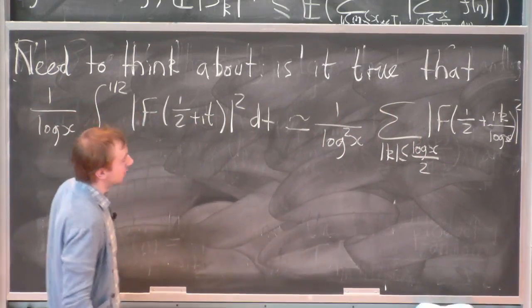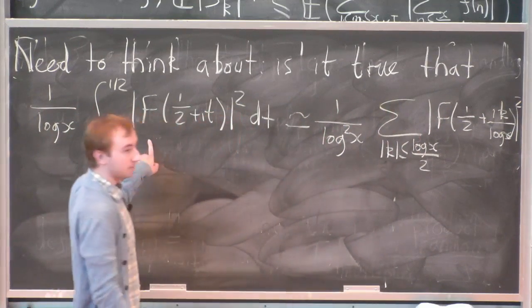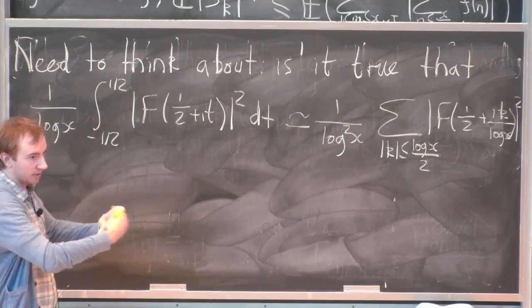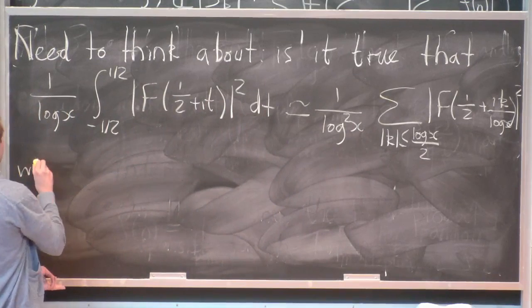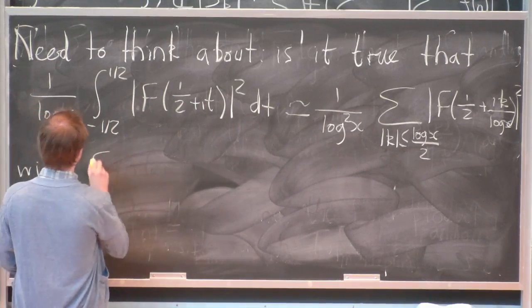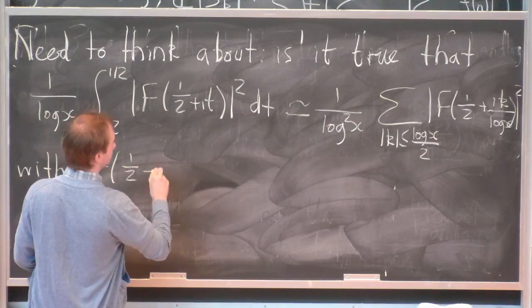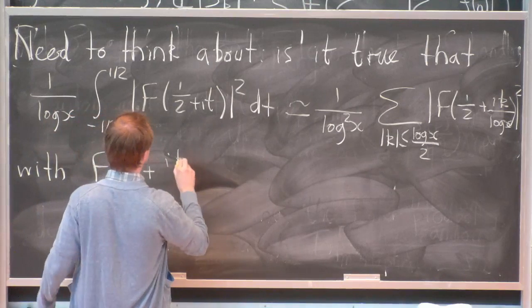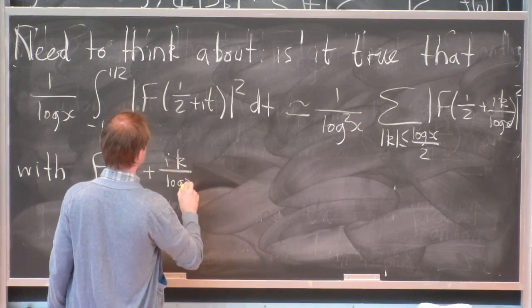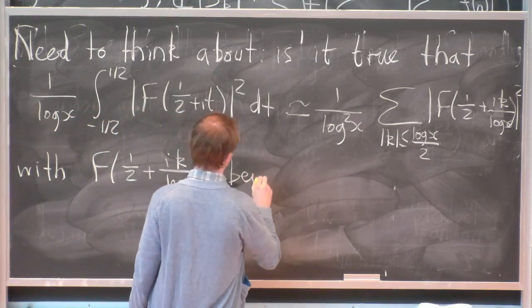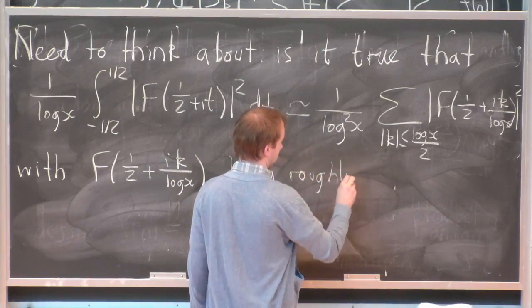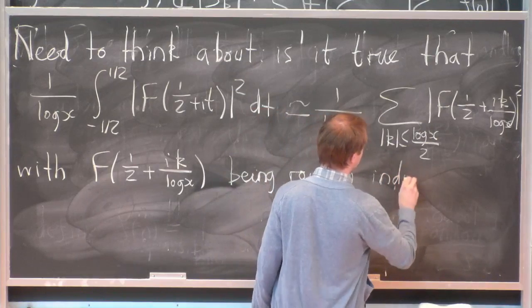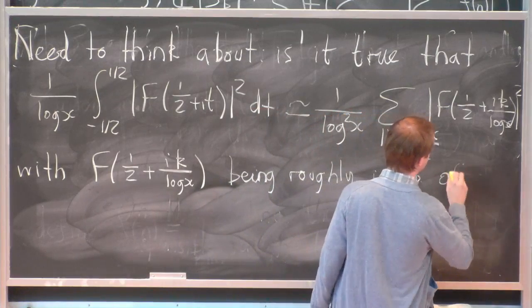So that is essentially true because this is like the Riemann sum for this integral when I split up on a scale of 1 over log x. But is it true that that's the case with the different things in the sum? So with f(1/2 + ik/log x) being roughly independent of one another.